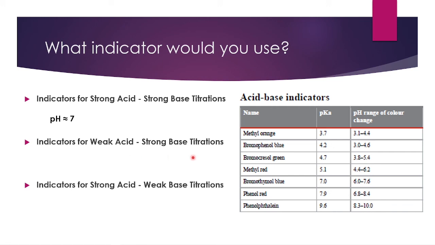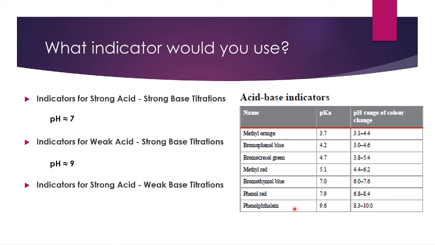Weak acid to strong base titrations. In this case, the weak acid is going to be a lot less helpful in neutralizing the strong base. So the pH is going to be higher, around about 9-ish. So for something like that, you'd probably go with phenolphthalein. That'd be the only option in the formula book that you'd go for. So phenolphthalein, weak acid to strong base.